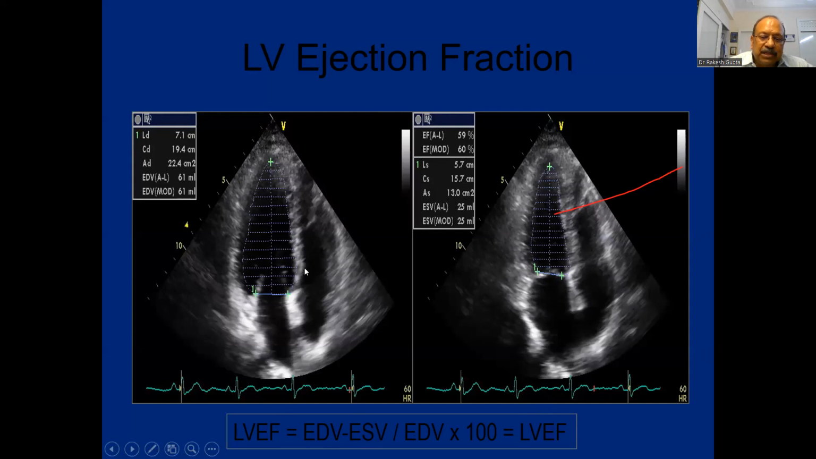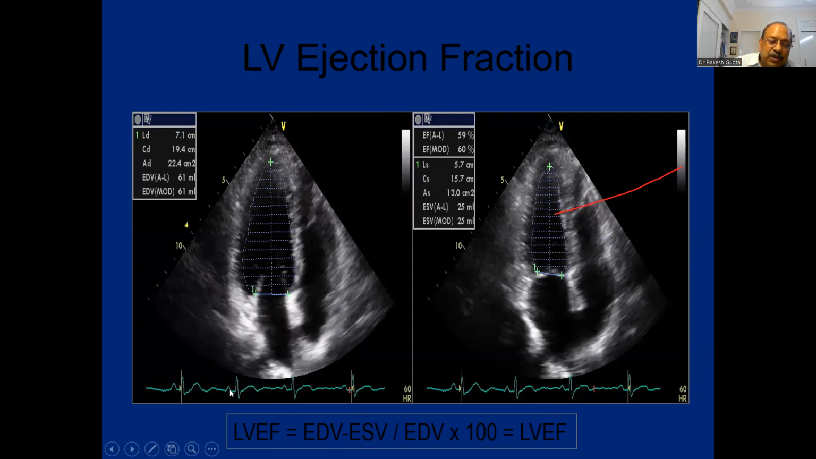Don't get confused. This is RV and this is RA. This is LV and this is LA. This is Mayo Clinic representation of doing an echocardiography. Now, how do you do an ejection fraction? That's the most important thing in this patient.